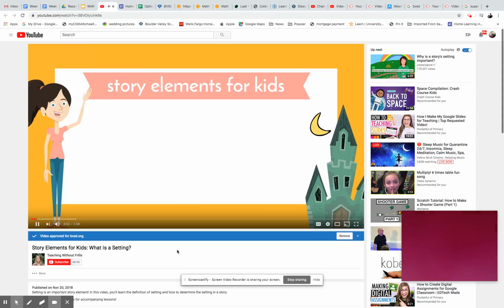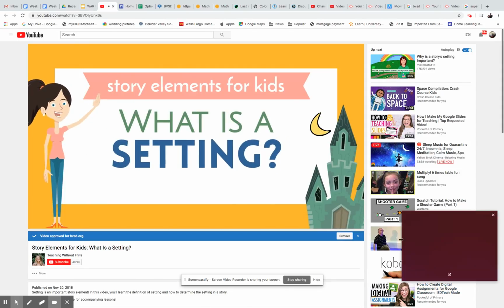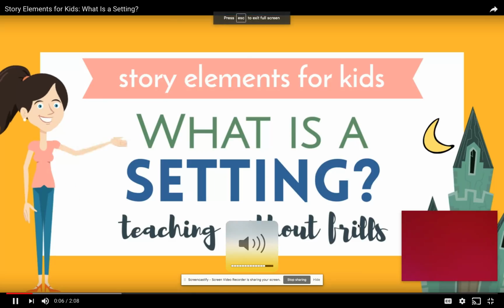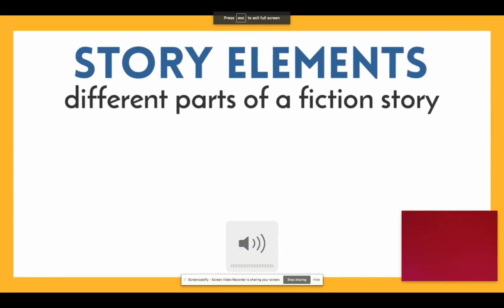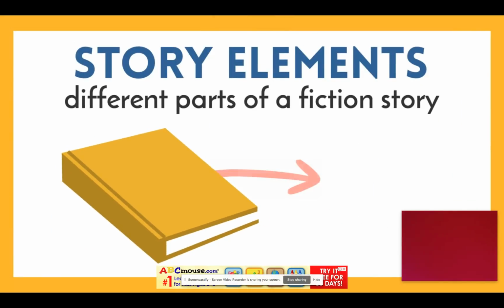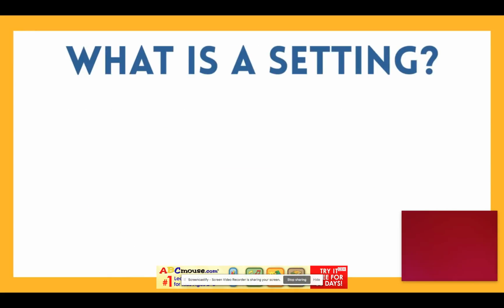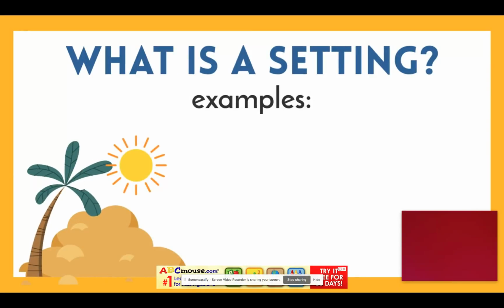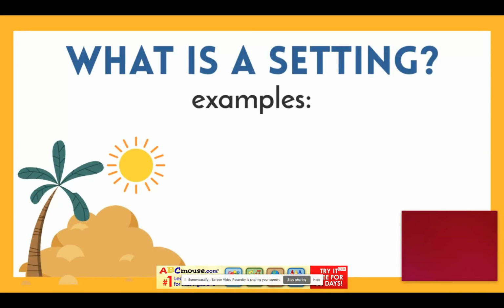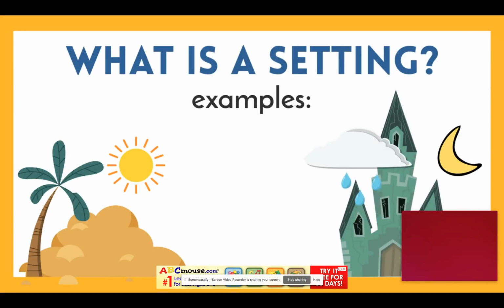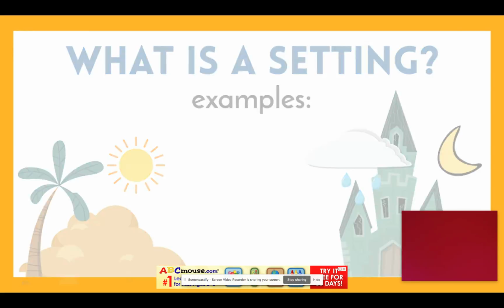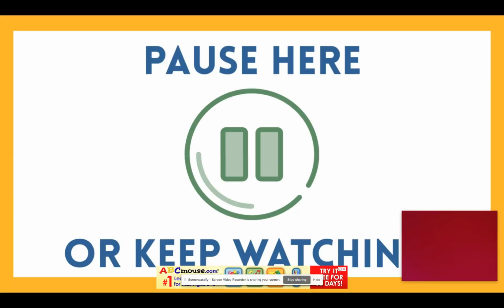Story Elements for Kids. What is a setting? By Teaching Without Frills. Story elements are the different parts of a fiction story. The setting is an important story element. Can you figure out the definition of setting from the following examples? The setting might be a hot, sunny day at the beach during the summertime. Or it could be a cold, rainy night at a haunted house in October. So what do you think the definition of setting is? Pause here to think, or keep watching to find out.